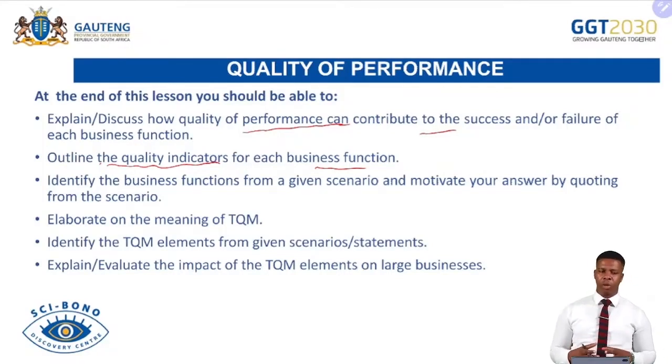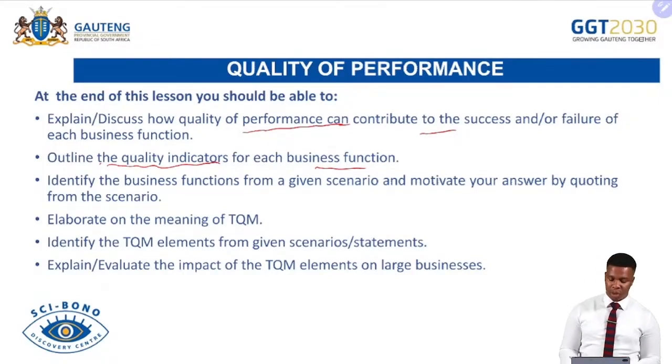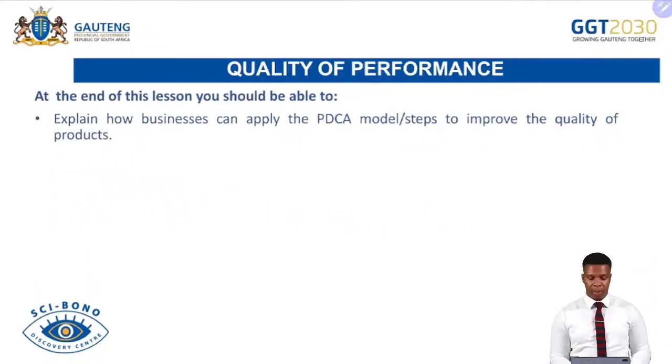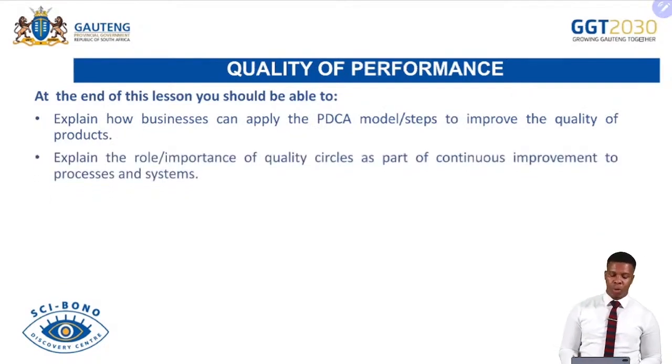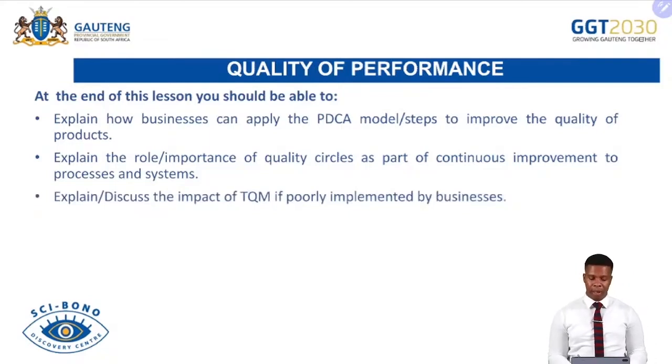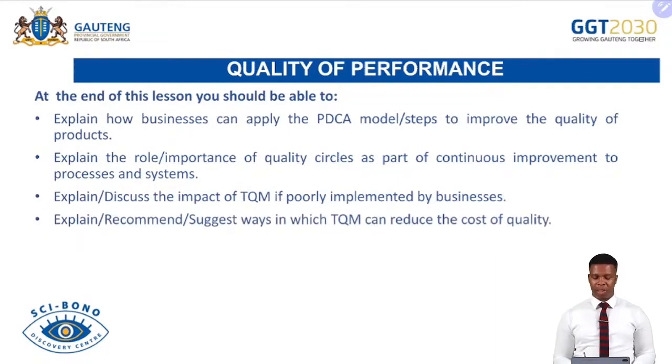And remember that when this theory was introduced, it was a comparison between a small and a large business, but due to now limitations, we focus on aspects of a large business to say how can a large business apply total quality management. Then as we proceed, you should further know how a business can apply the PDCA model or steps in improving the quality of the product. You should also know how to explain the role or importance of quality cycle as part of continuous improvement to processes and systems, and also know how to discuss the impact of total quality management if poorly implemented by the business, and explain or recommend or suggest ways in which TQM can reduce the cost of quality.